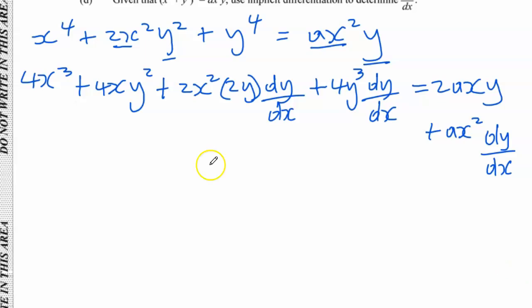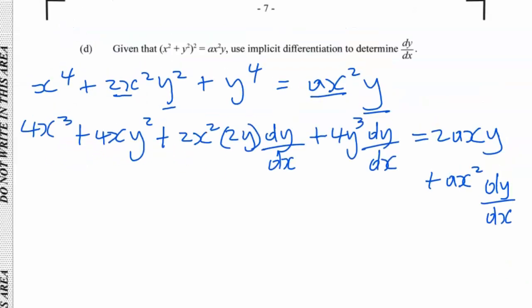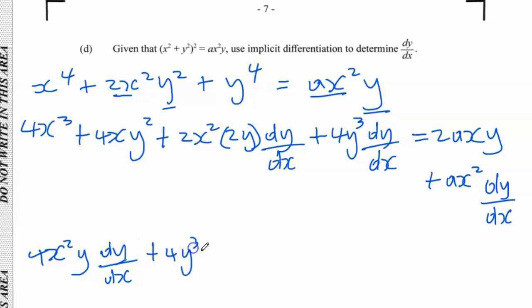So let's group all the terms with dy by dx now. So here we have a dy by dx. So this term here, the third term on the left hand side, that's what? That's 4x squared y dy by dx. What else has dy by dx? The 4y cubed. So 4y cubed dy over dx. And we group this term over here, ax squared. So it's now minus ax squared dy over dx.